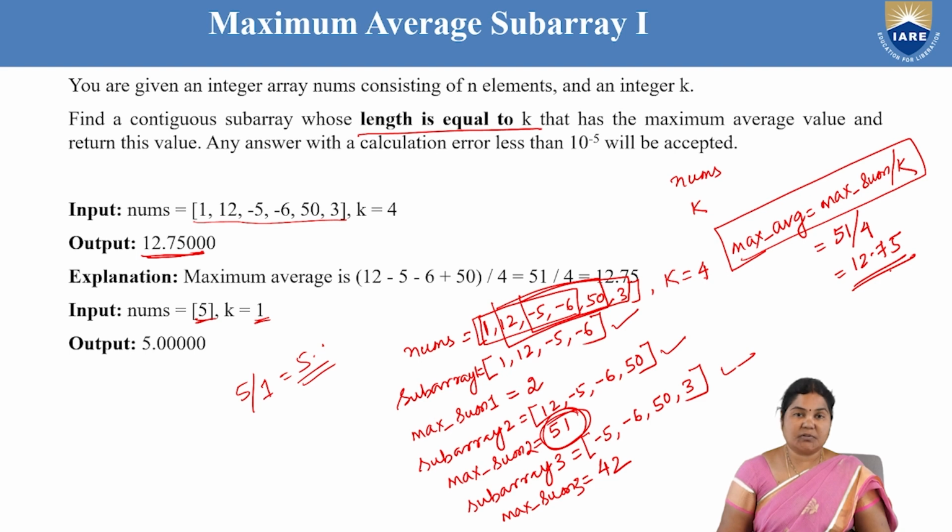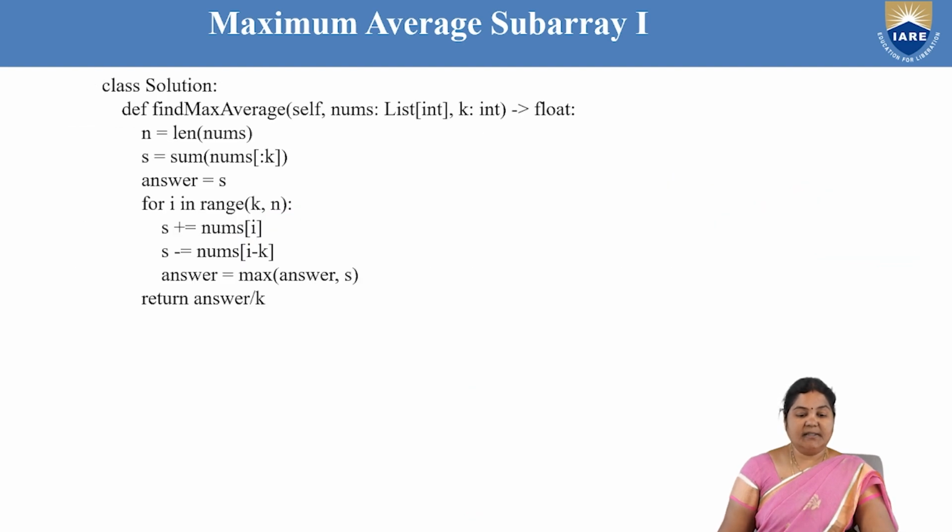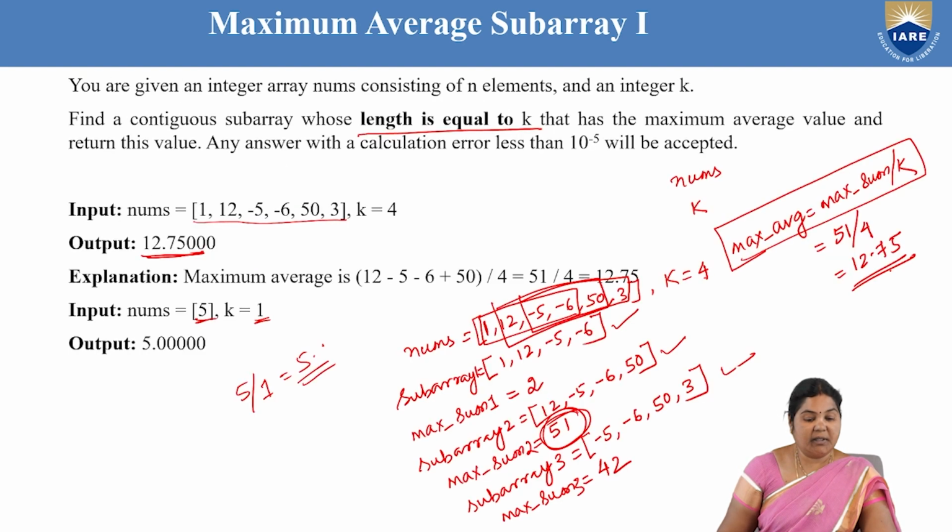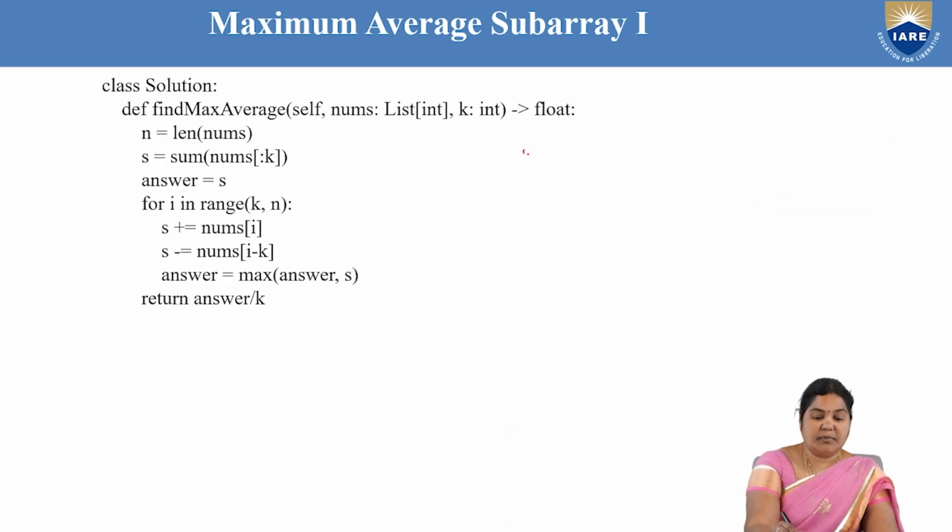Now, how to solve this question? Hope this question is understood. Now, how to write the code in Python. Let us check. For the first problem we will take 1, 12, minus 5, minus 6, 50 and 3. So, what is my nums array?